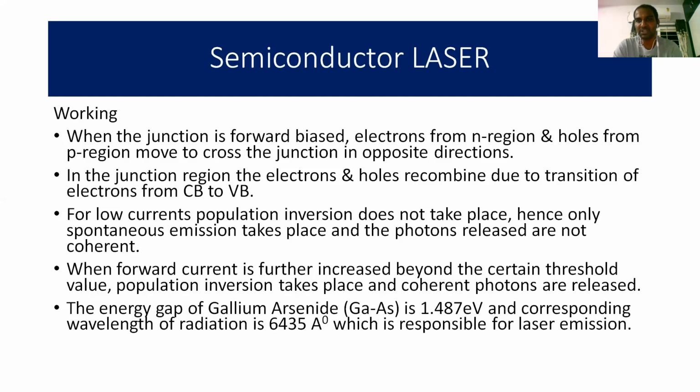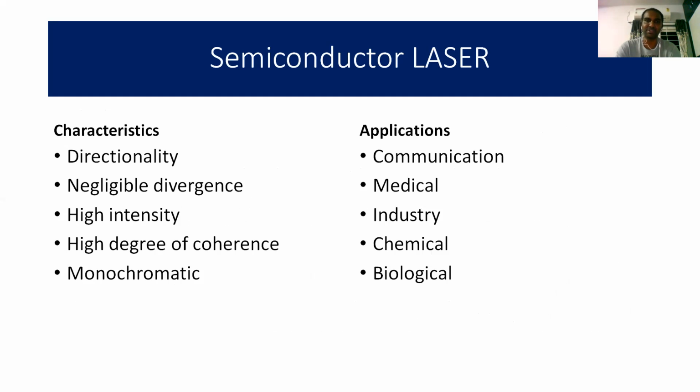For low currents, population inversion does not take place, hence only spontaneous emission takes place and the photons released are not coherent. In order to get coherent photons, we definitely have to increase the current. That's why when forward current is increased beyond a certain threshold value, population inversion takes place and coherent photons are released. The energy gap of gallium arsenide is 1.487 electron volts, and the corresponding wavelength of radiation is 6435 angstrom units, which is responsible for laser emission.